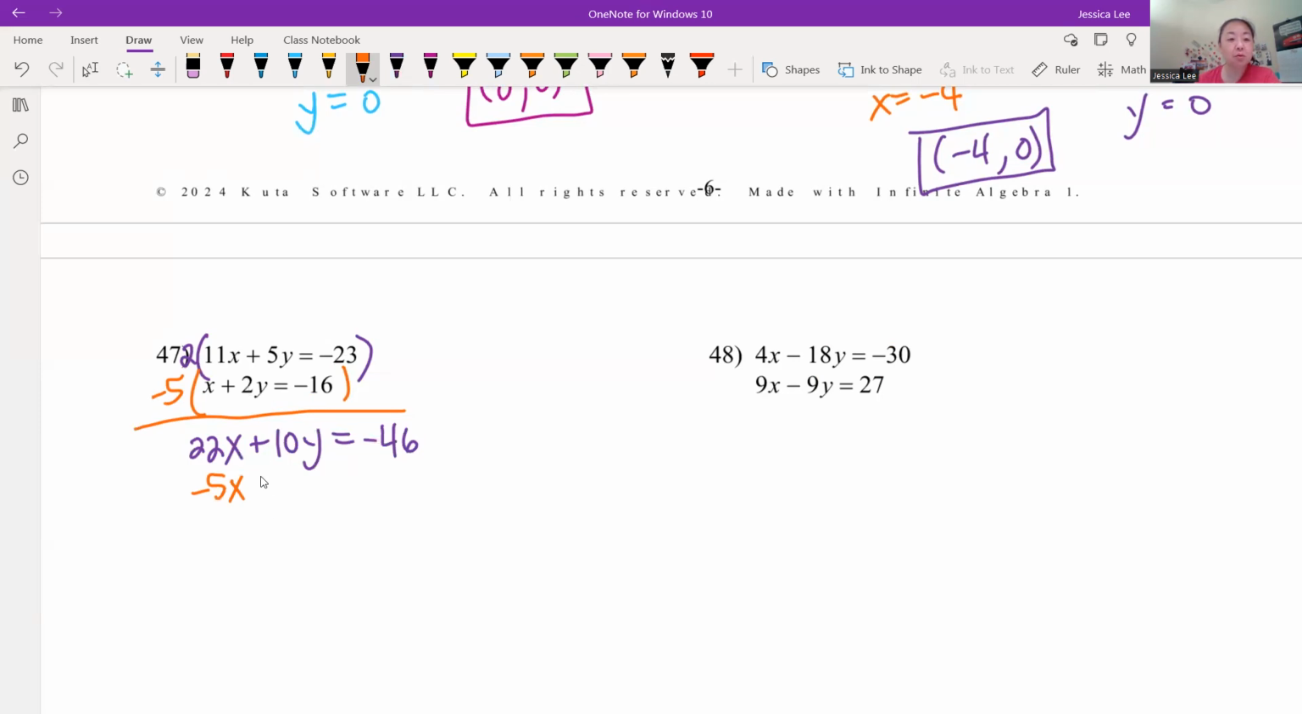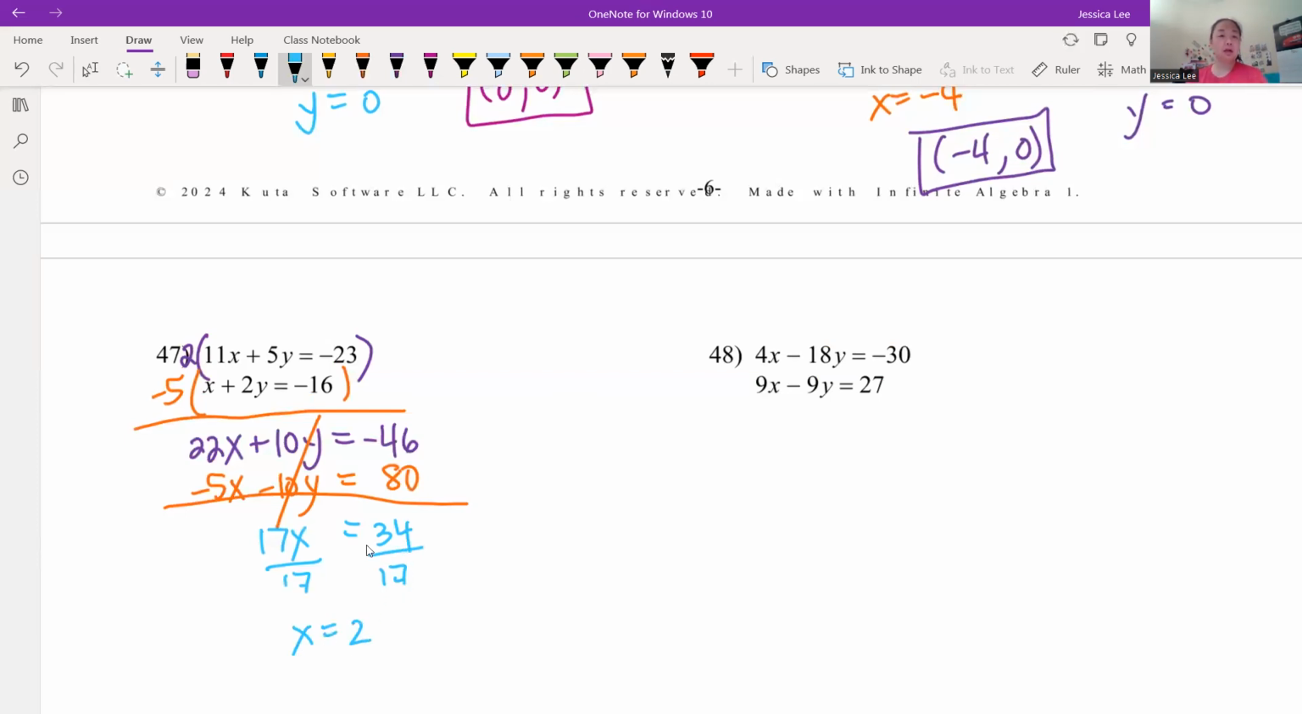Negative 5 times 2y is going to be negative 10y. See how now we could cancel it out? Equals negative 5 times negative 16, which is going to be positive 80. It cancels out, and we get 17x is equal to 34. All right, divide by 17. Divided by 17, x is equal to 2.